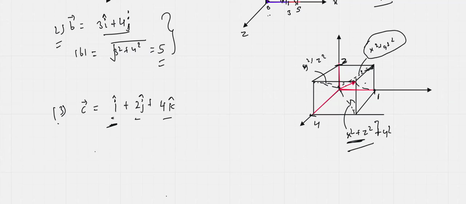So basically, when three magnitudes are given, the formula is under root of x square plus y square plus, no, it is not the same magnitude.